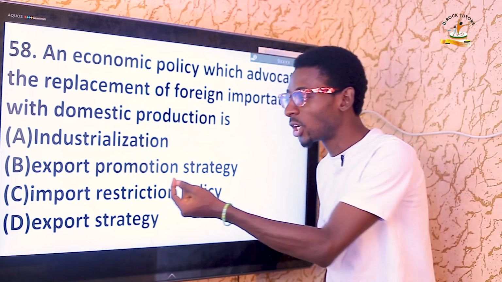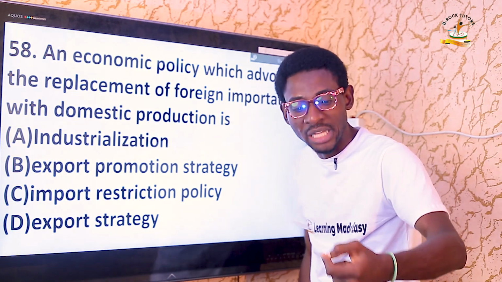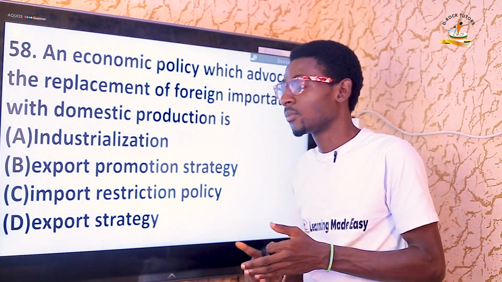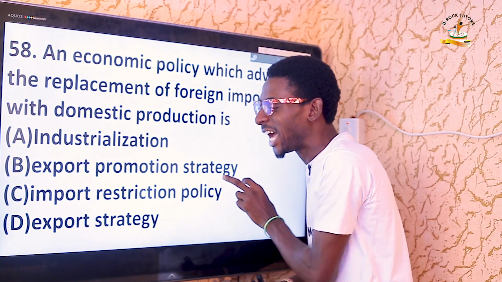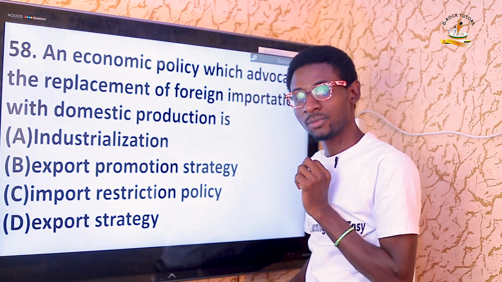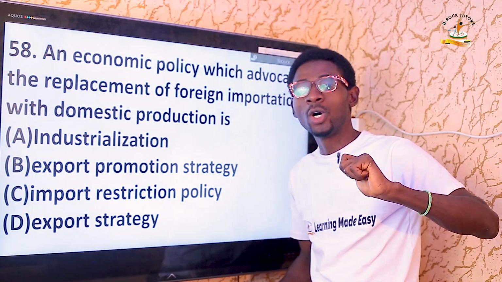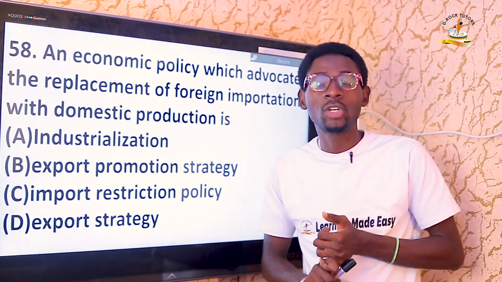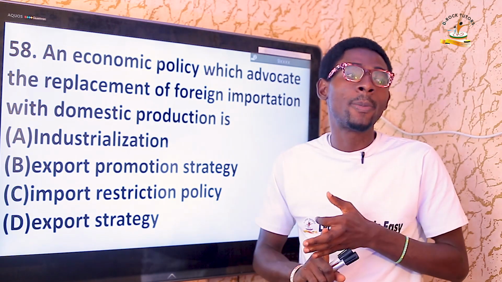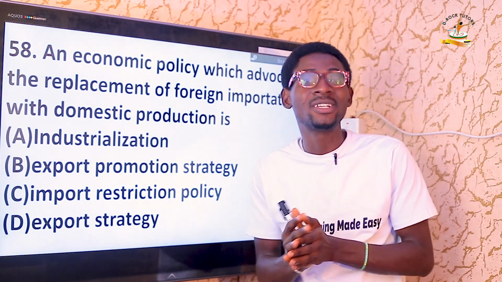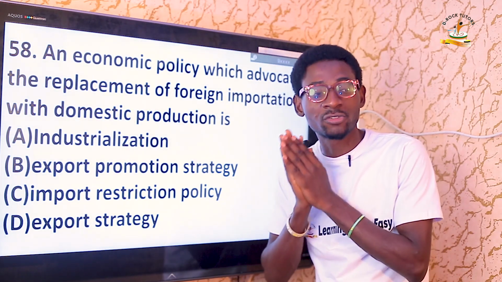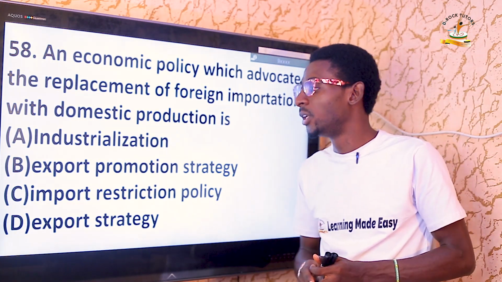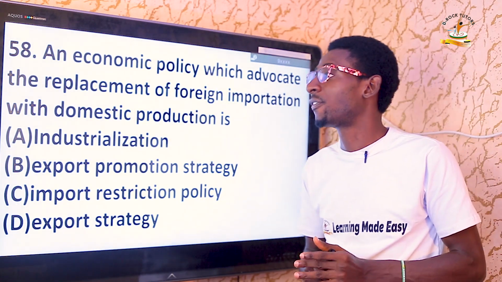So when you are replacing foreign importation with domestic production, the answer is not option B. Option B talks about export promotion. That means when you are reducing excise duty, devaluing currency, reducing export duty and the like. That is under export promotion. But this one is talking about import restriction. It's the process by which you put a total ban. It can be by issuing import licenses, or by placing an embargo, or by preferential treatment, or by some other means that helps to reduce or restrict the importation of certain goods into a particular country. So the answer there is import restriction policy, which is option C.